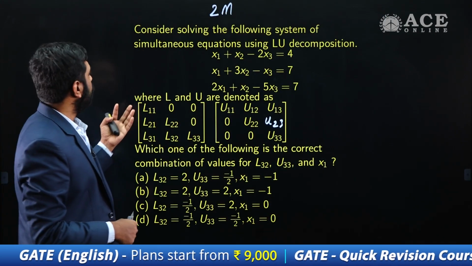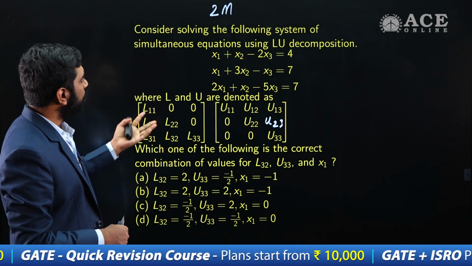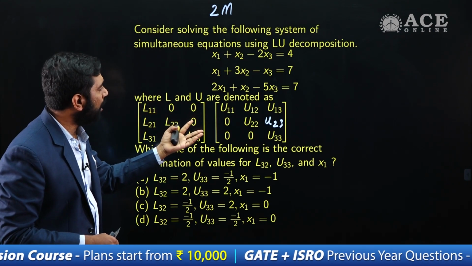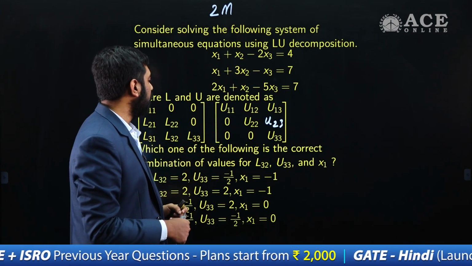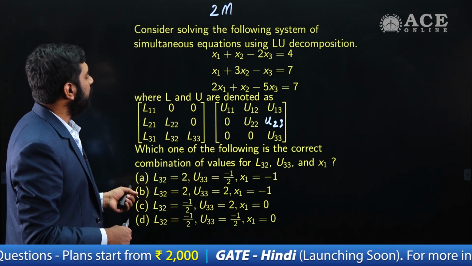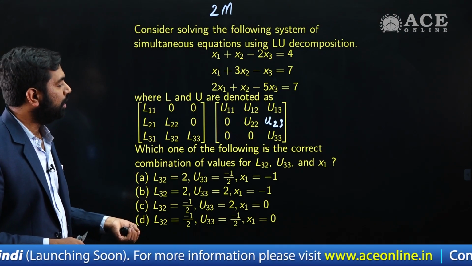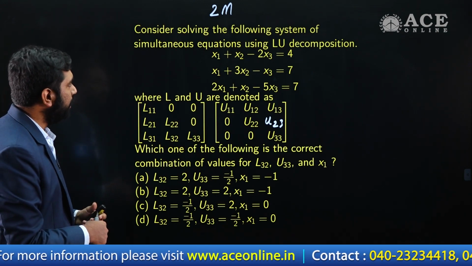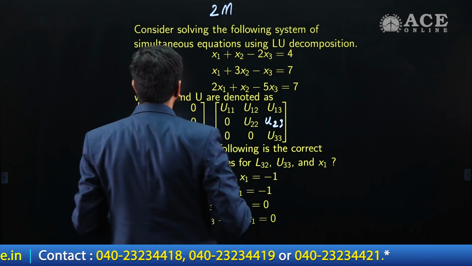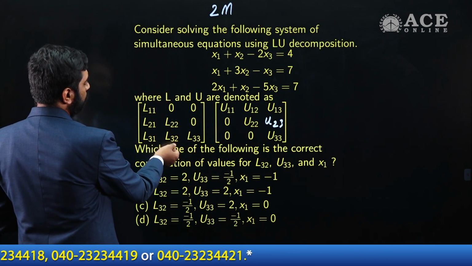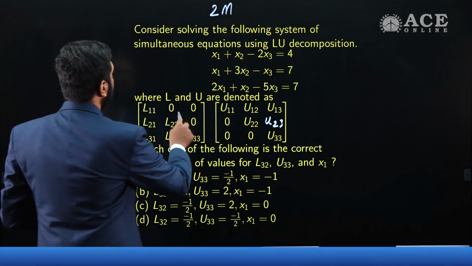Consider solving the following system of simultaneous equations using LU decomposition. 3 equations are given where L and U are denoted as follows. L is a lower triangular matrix, U is an upper triangular matrix. Which one of the following is the correct combination of values for L32, U33 and X1? So we have an interesting question on LU decomposition. Now they are asking you some specific values like L32 and U33, okay? It's a 2-mark problem. So let's see how do we solve this question.